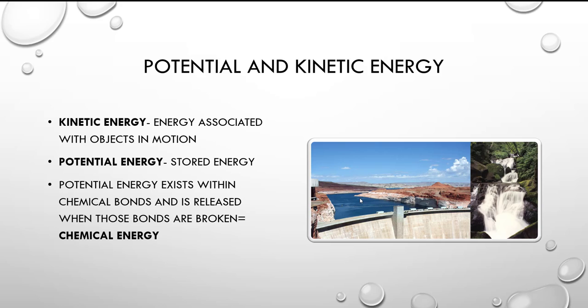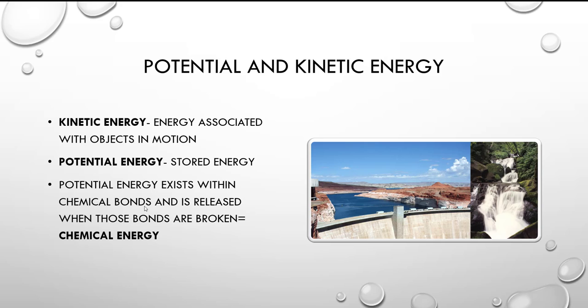All right, so how do we apply this to our chemical reactions? Well, when we have chemical bonds holding two atoms together, that's potential energy. Potential energy exists within the chemical bonds. When the chemical bonds are broken, that energy is released, and we call that chemical energy. Chemical energy is the energy that gets released when those bonds are broken.